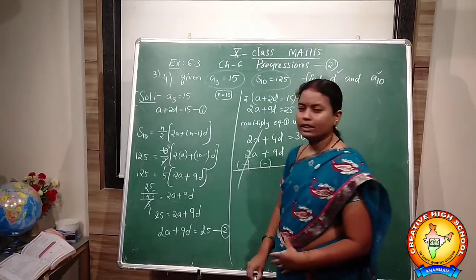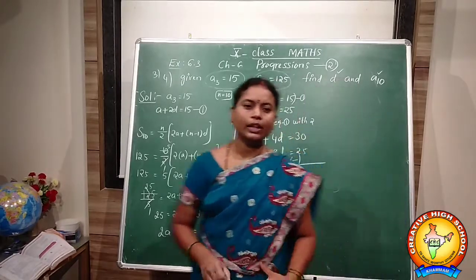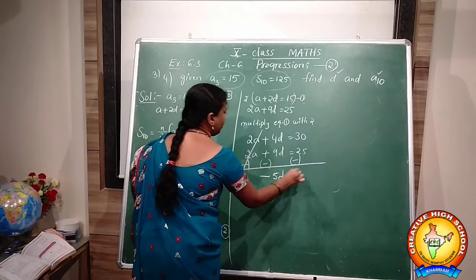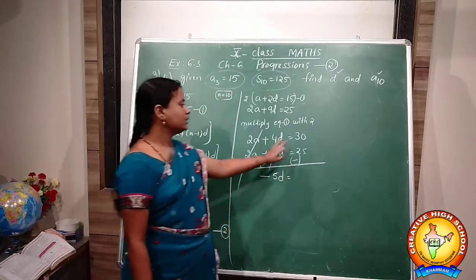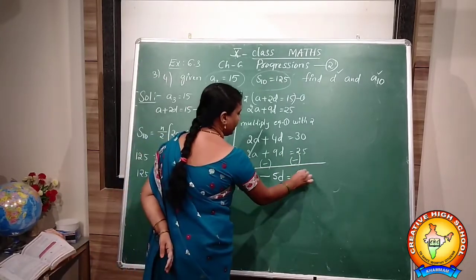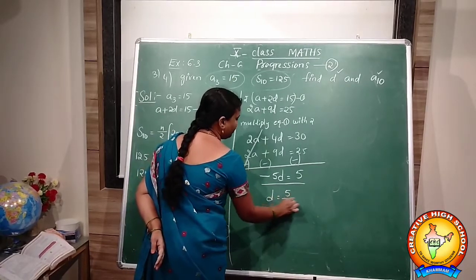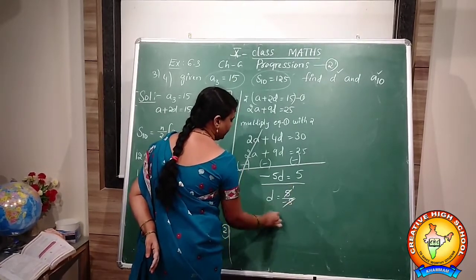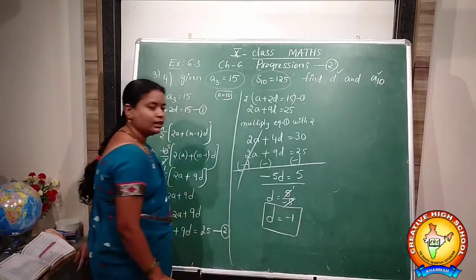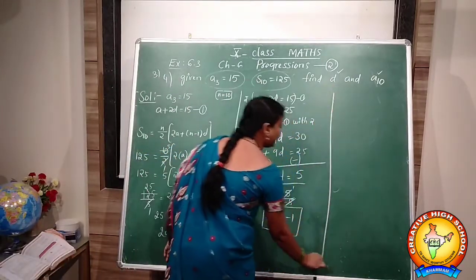Here 2a minus 2a gets cancelled. 4d minus 9d will become minus 5d, is equal to 30 minus 25. 30 minus 25 will become 5. So d is equal to 5 by minus 5, so d is equal to minus 1. We got the d value, that is minus 1.